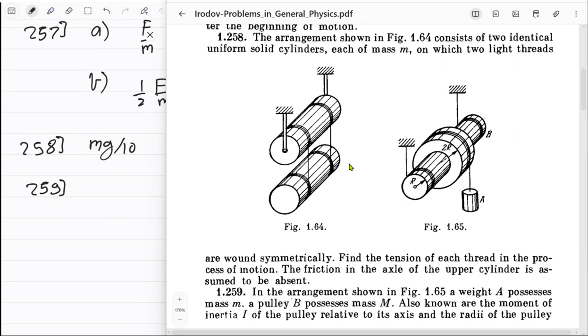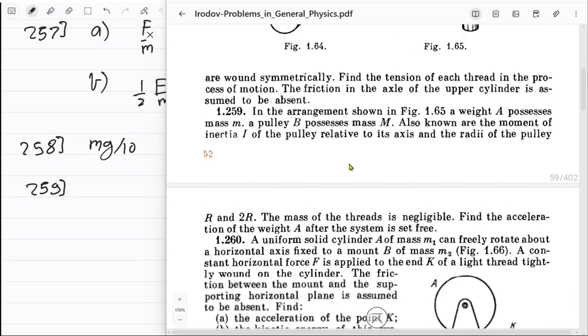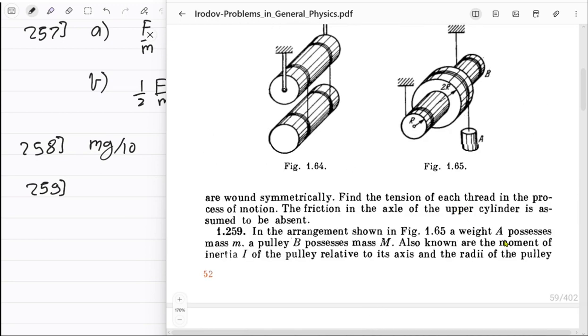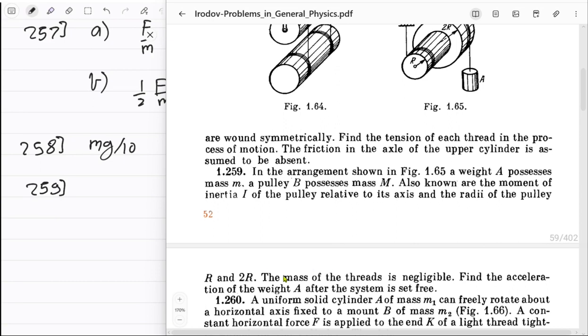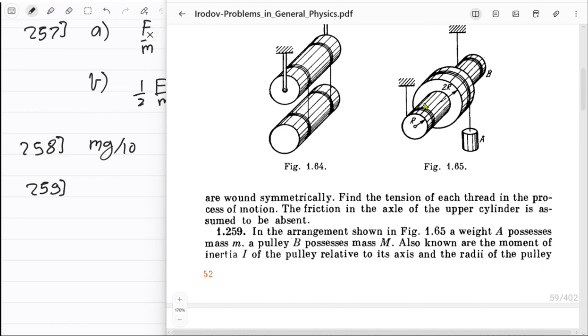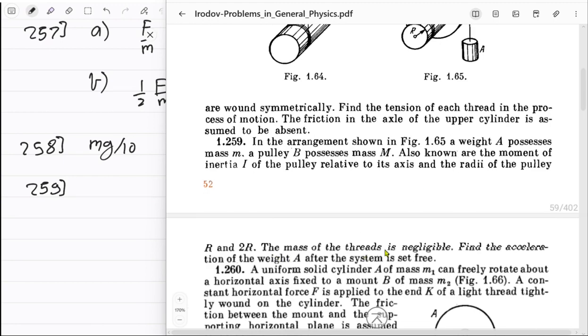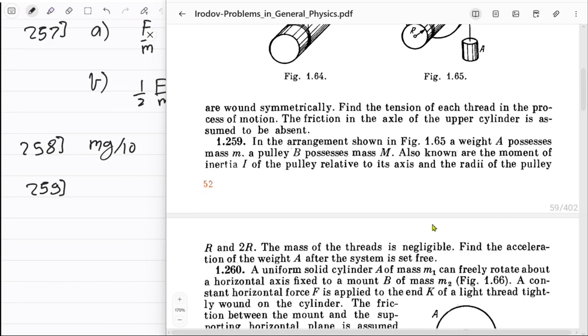Anyway, next question, 259. In the arrangement shown in figure 1.65, a weight A possesses mass m. Pulley P possesses mass capital M, also known as the moment of inertia I of the pulley related to its axis, and radii of the pulley R and 2R. The mass of the thread is negligible. Find the acceleration of the weight A after the system is set free.